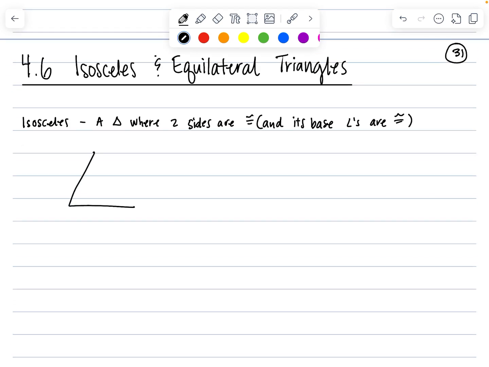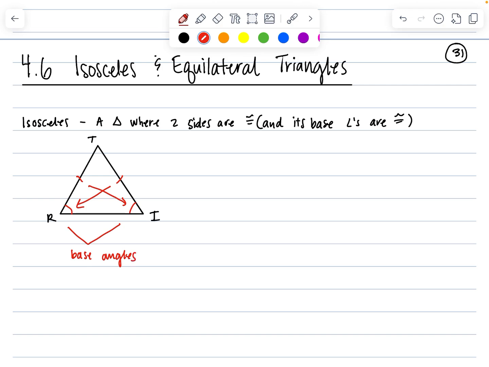And we've already talked about this, and just in case you don't remember, when we're talking about an isosceles triangle, let's draw one really quick. Let's call this TRI. And if we have two sides that are congruent, then the base angles are congruent. So that would mean angle R and angle I are congruent because they are always opposite the sides. So these are your base angles, which are angle R and angle I.